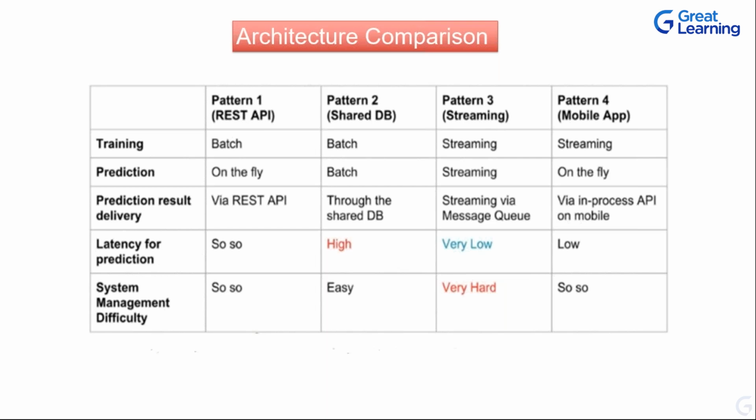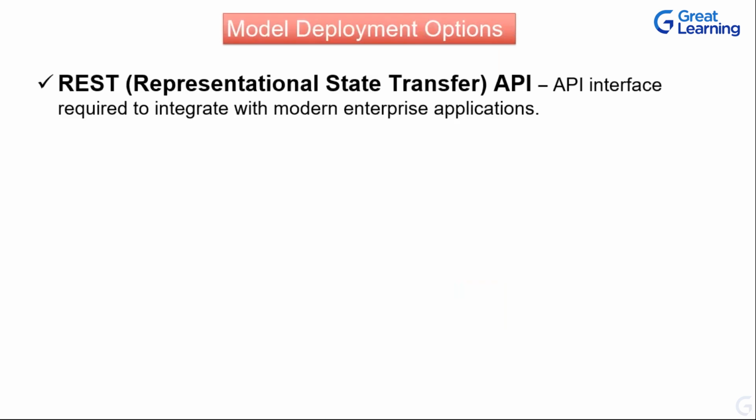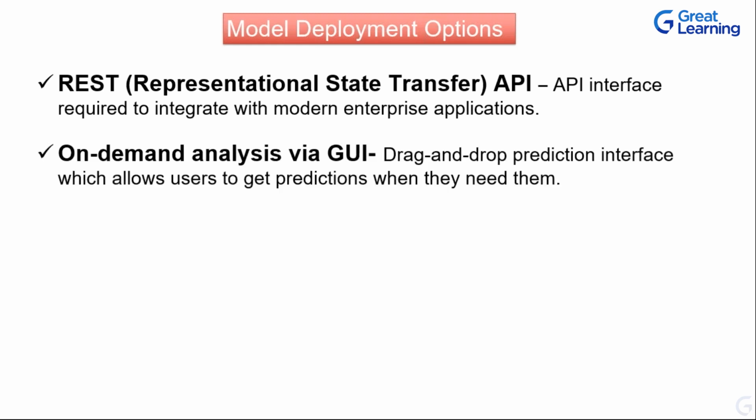The only difference is why the training is streaming: because you're using a mobile app. So it's based on a gadget. That's why we have pattern 4. When I was talking about R Shiny, in an R Shiny application, you can have pattern 1. REST, as I said, is a representational state transfer API. An API interface is required to integrate with modern enterprise applications. On-demand analysis by GUI is a drag-and-drop prediction interface, which allows users to get the prediction when they need it. This is what we'll be using in our Shiny, the second one.